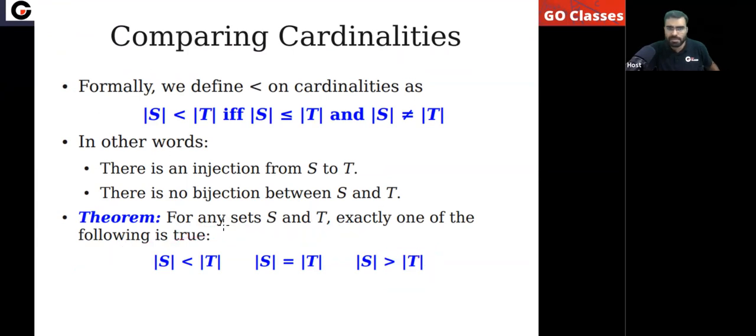Agree with me? Yes or no? If I give you any two sets S, T, then either this will happen or this will happen or this will happen. Exactly one of them will be true. You can notice exactly one of them will be true.